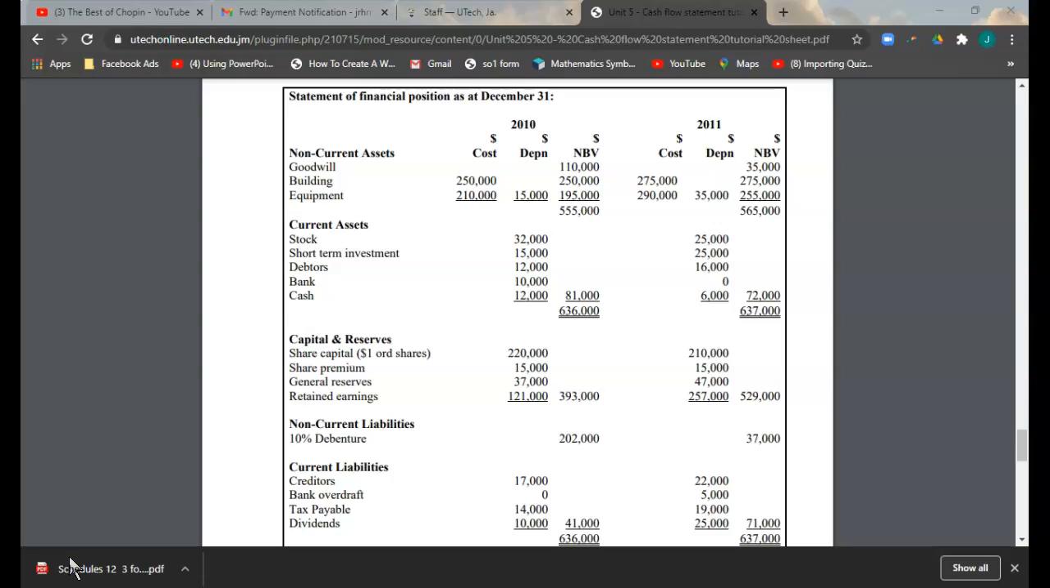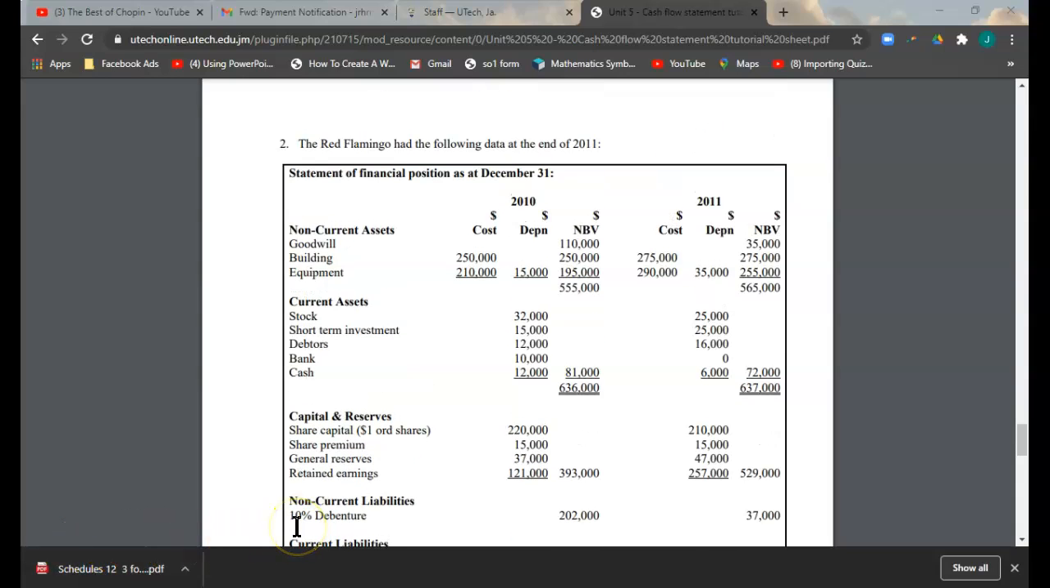Today on this video, we're going to be looking at how to construct a cash flow statement. Now, if you remember, we did go through one in the tutorial, and we had used Madeline as the example to work. At the end of class, I asked you to attempt Red Flamingo as practice, and I promised to do a video for you showing the workings for it. So this is a video.